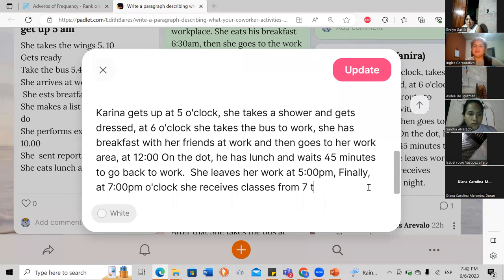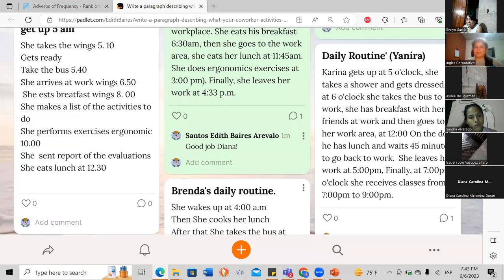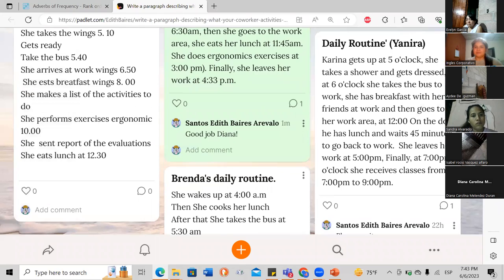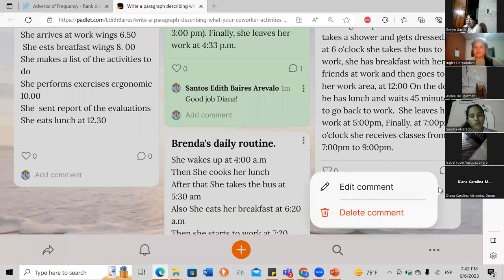Si ya le estamos diciendo aquí from 7 p.m. to 9 p.m., it is not necessary to add at night. No es necesario agregar que es en la noche, porque ya sabemos que es en la noche, ¿ok? Ok, teacher. Ok, very good. Let me see.